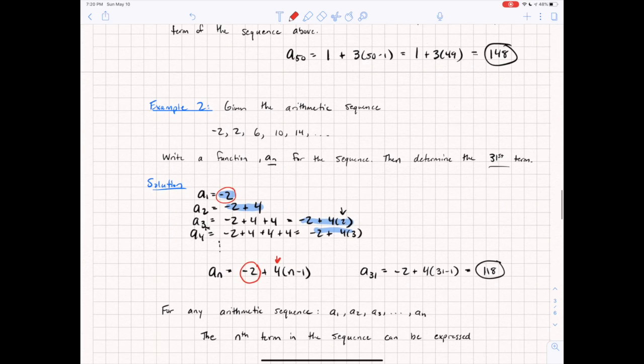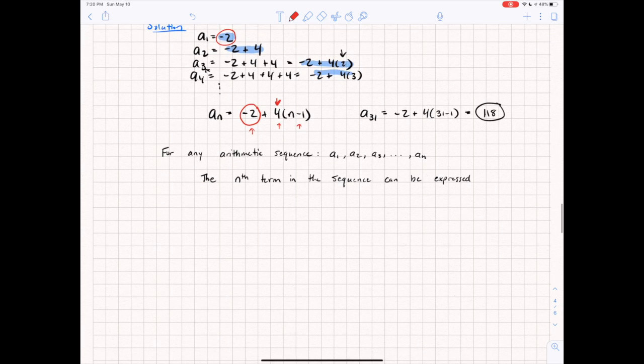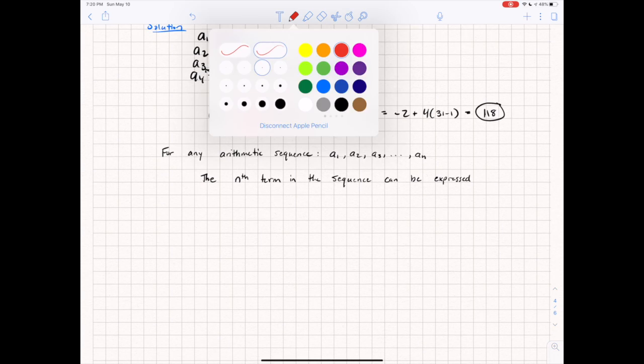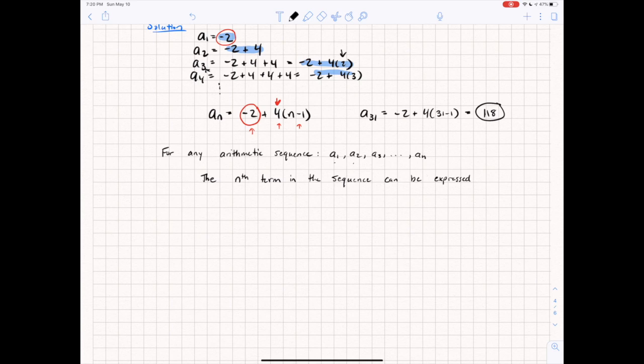And so notice here I've got my first term A1 plus the common difference times n minus 1 in both cases. This gives us a generic way to represent any kind of arithmetic sequence. So if I have an arithmetic sequence that's A1, A2, A3, all the way to AN, that nth term, we can express the nth term as AN is equal to A1 plus D times n minus 1, where A1 is the first term in the sequence.